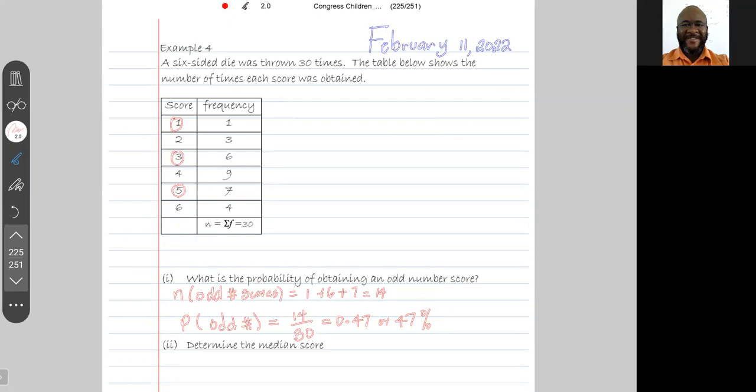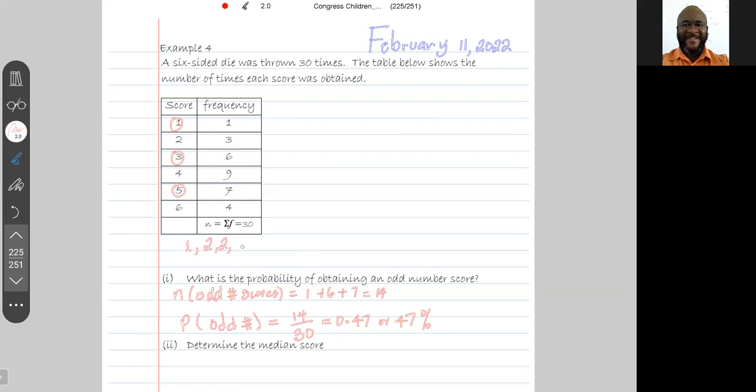The next thing we're asked to identify is the median score. Guys, the median is the middle value when the values are arranged in ascending order. Let me give you an appreciation of what the scores look like. This is not answering the question. There's only one 1. Only 1 time 1 was on top when the die was rolled 30 times. There were 3 twos.